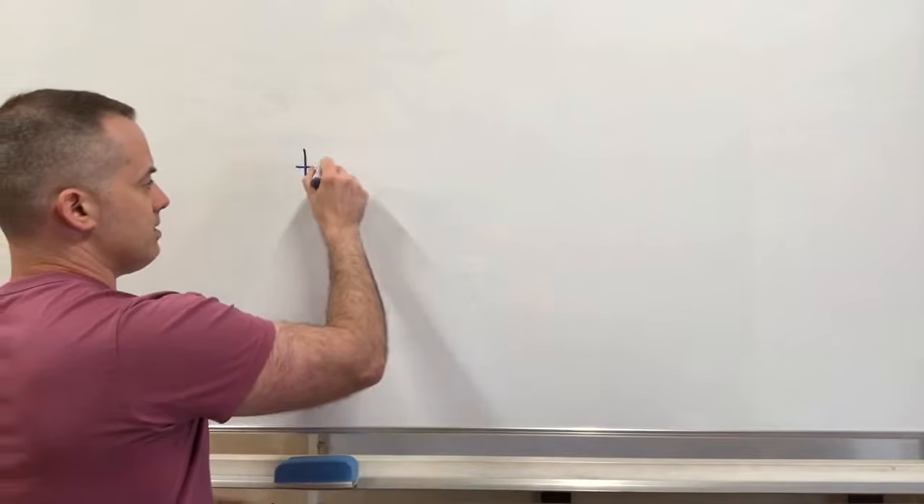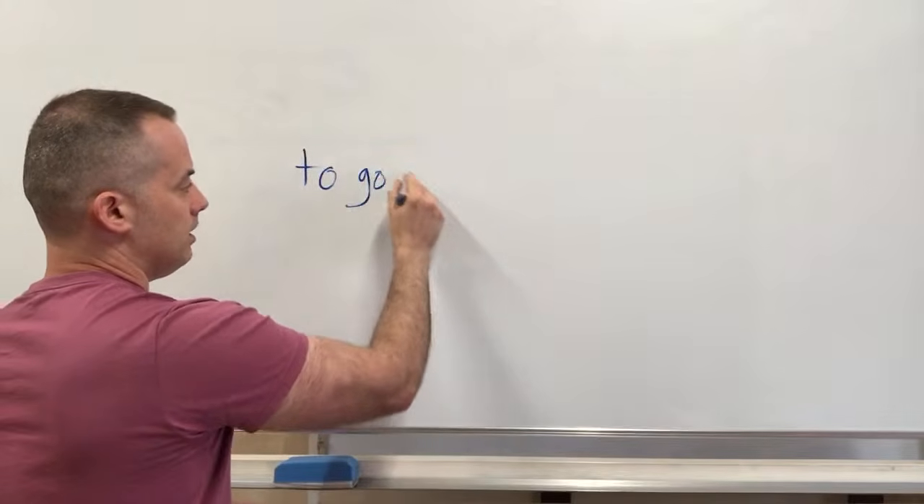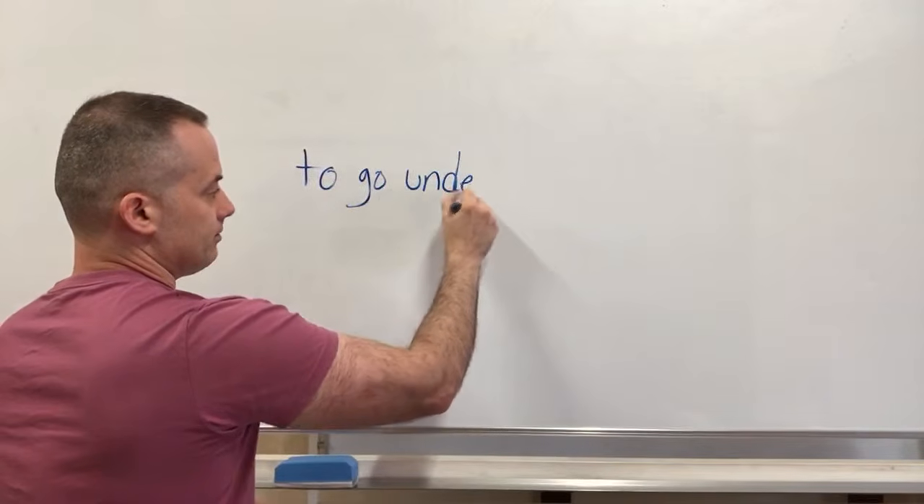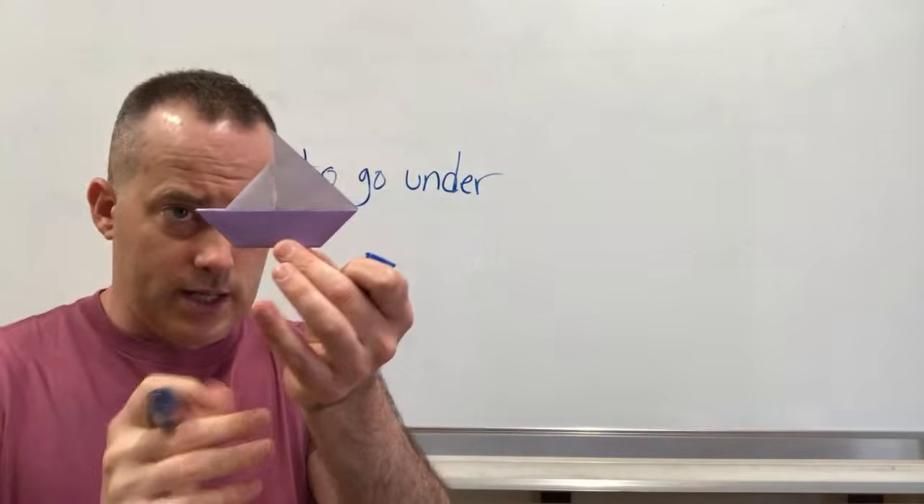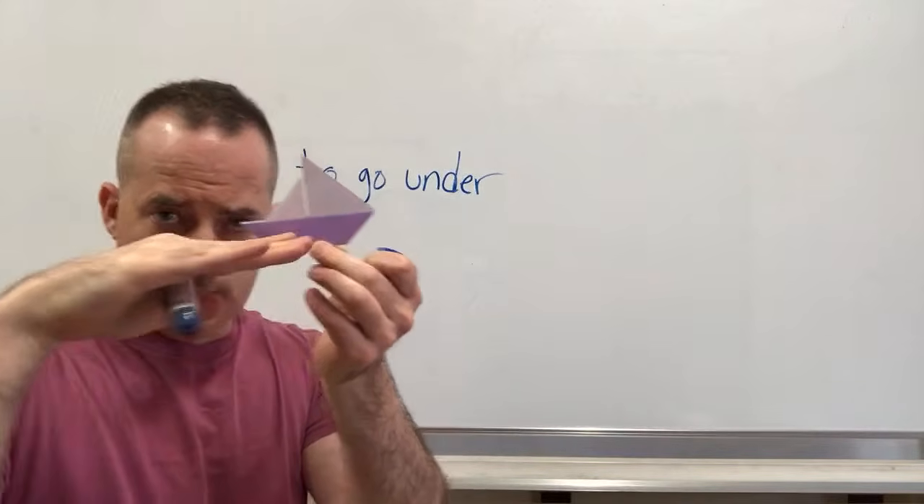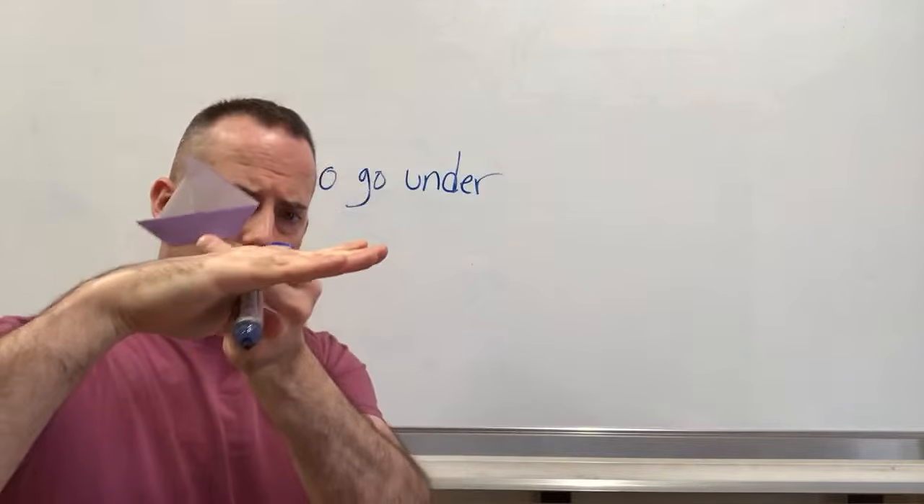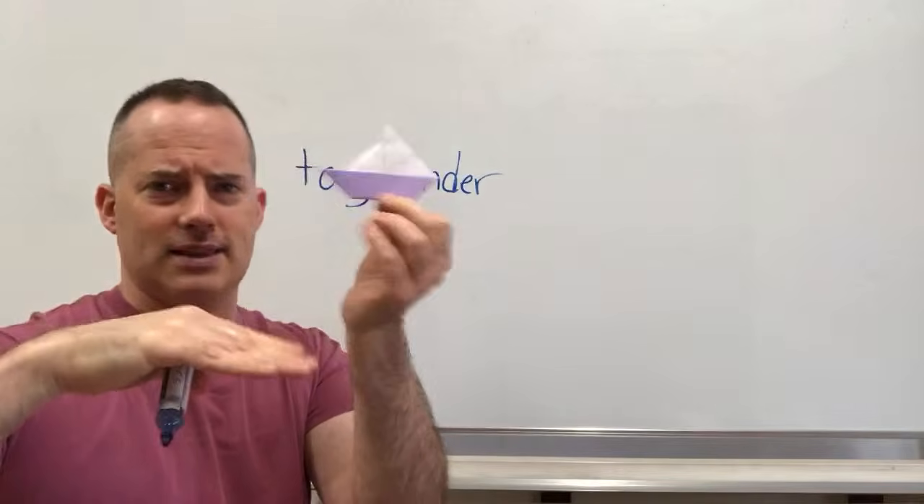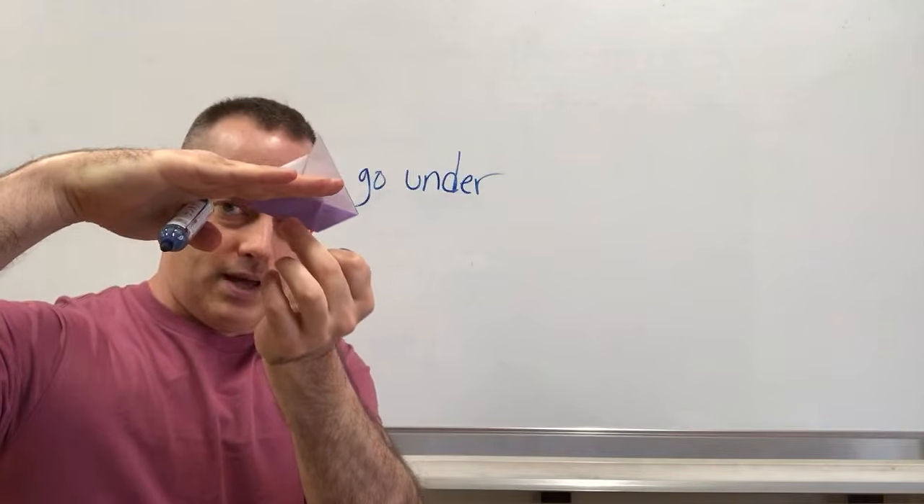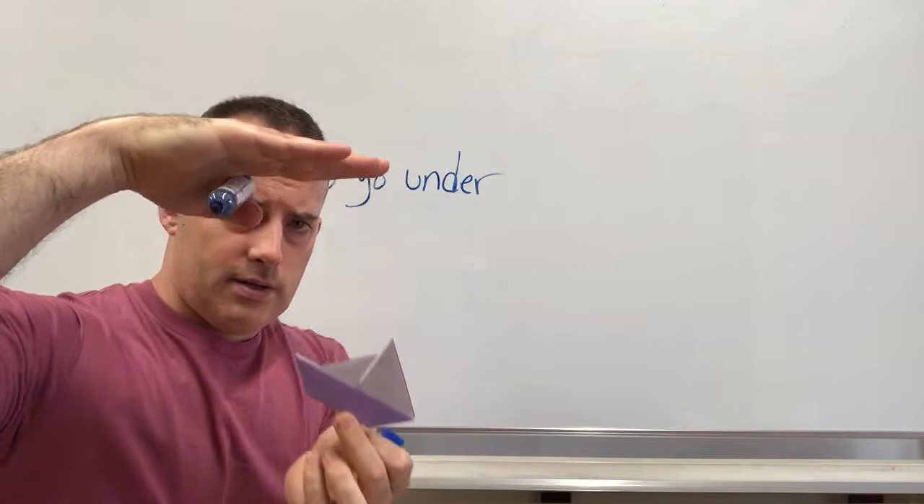And this is the phrasal verb to go under. To go under. Imagine you have a boat right here, and you can imagine my hand is the surface of the water, and the boat is moving like this, and oh no, something happens, maybe it gets hit by lightning or something, but oh no, now the boat is going under the surface of the water.